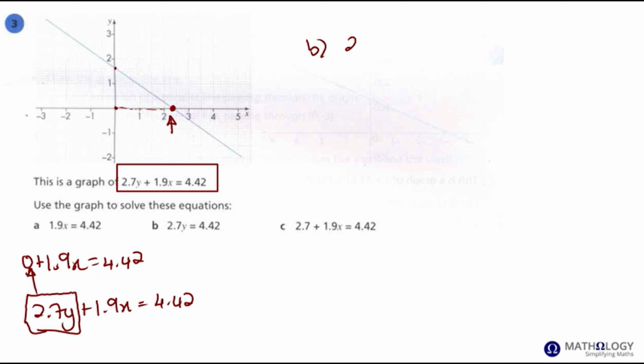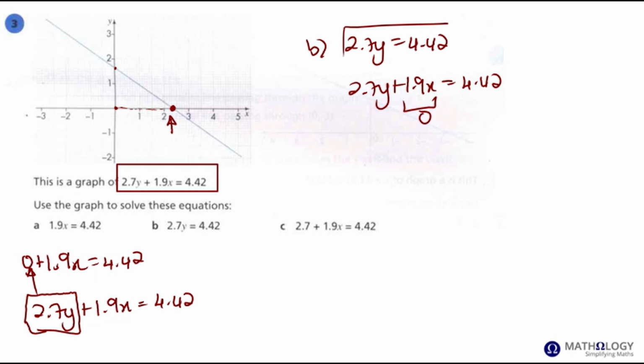For b, we have 2.7y equals 4.42. Comparing it to the function we are given, clearly this quantity here is 0, right? In this equation here, that quantity is not there, so the x must be 0. So now where x equals 0, we need to move up to the function, and at this point here, we are going to read off whatever y value is there. Again, we can't see it very clearly from this graph. We're just discussing how to go about answering questions like this.